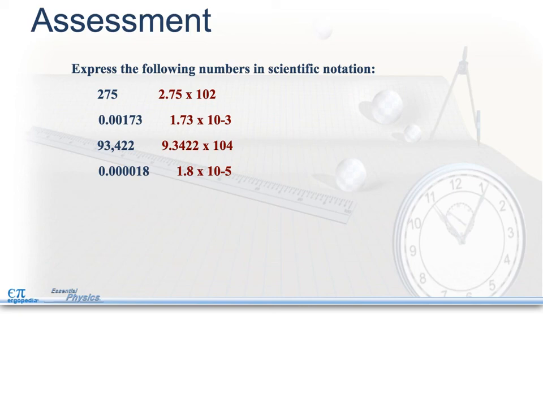275 would be 2.75 times 10 to the second. That should be a superscript. I'm sorry, these aren't writing in superscript. 0.00173 is 1.73 times 10 to the negative third. That should be a superscript. 93,422 is 9.3422 times 10 to the fourth. That should be a superscript. And then 0.000018 is 1.8 times 10 to the negative fifth, because this moved over 1, 2, 3, 4, 5 spots.